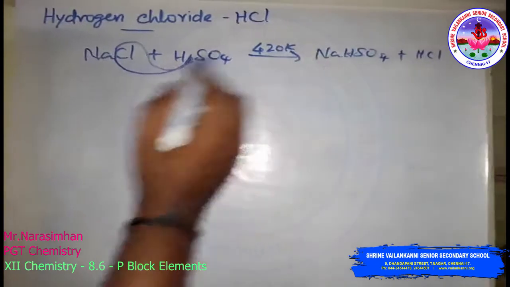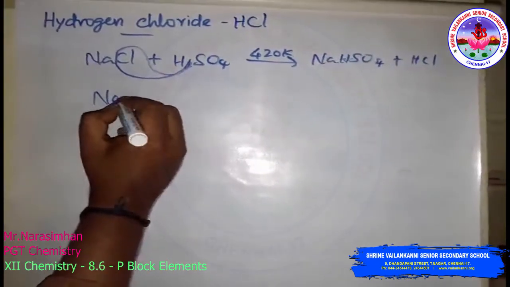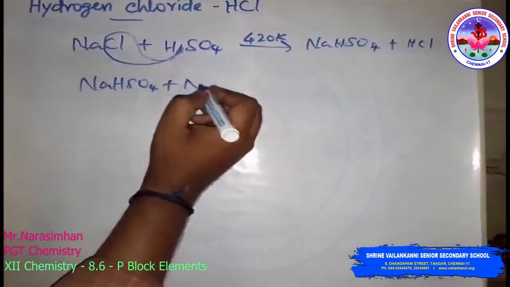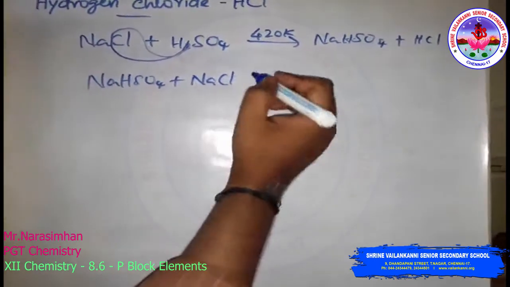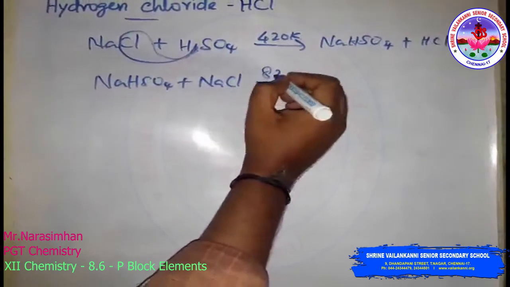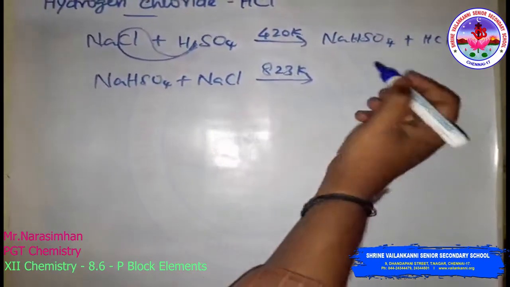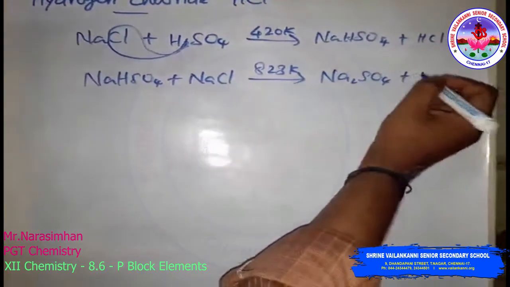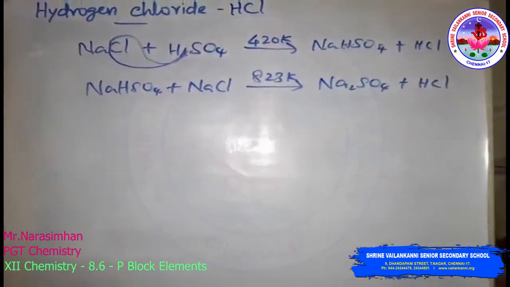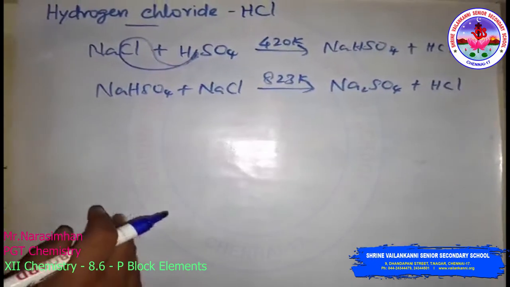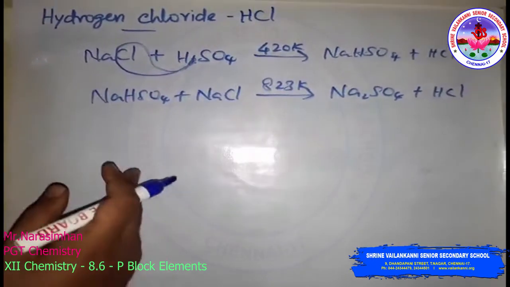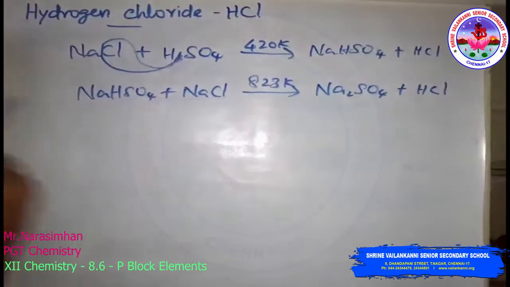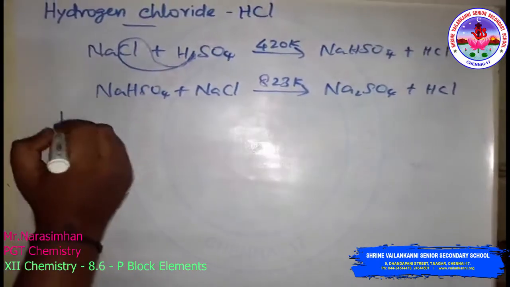Then this sodium hydrogen sulfate reacts with NaCl at 823 Kelvin, the high temperature, to form sodium sulfate and HCl. So these are the main preparation methods. HCl gas can be dried by passing it through concentrated sulfuric acid. So here are the properties of HCl.